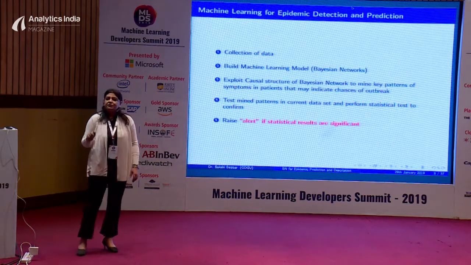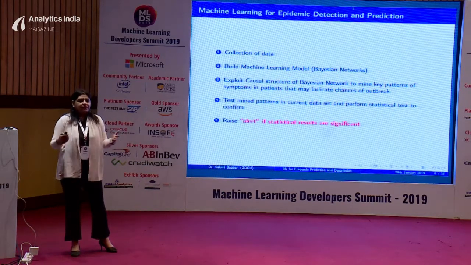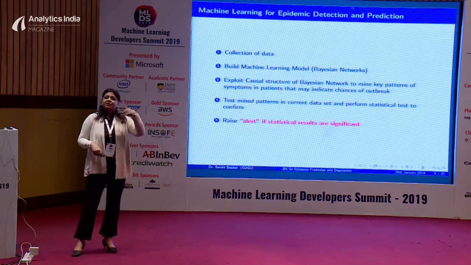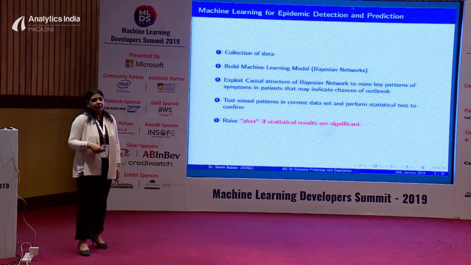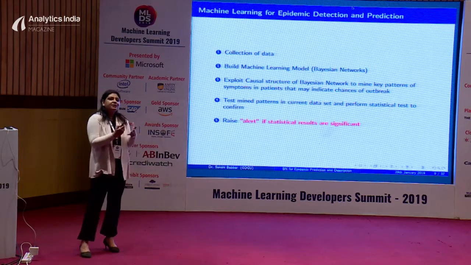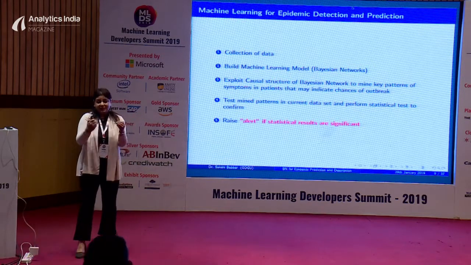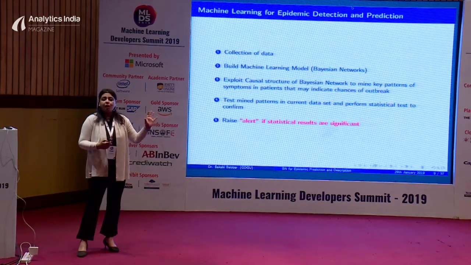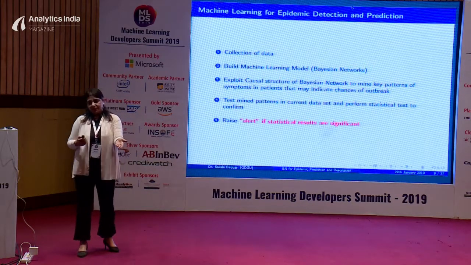The methodology followed in this work is very similar to what we do in any machine learning model. The first step is collecting the data. The second step is making the machine learning model from that data, and the model I've used in this work is a Bayesian Network. Why Bayesian Network? I will come to that point. Third, once the model is ready, I will exploit the causal structure that the Bayesian Network gives, which tells us the common cause-effect relationships you can see when a person is suffering from an epidemic.